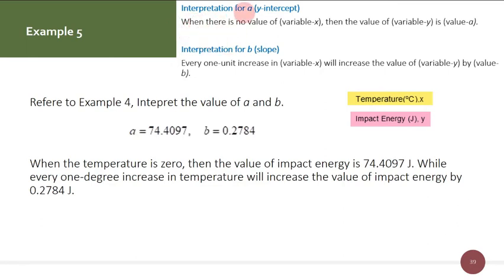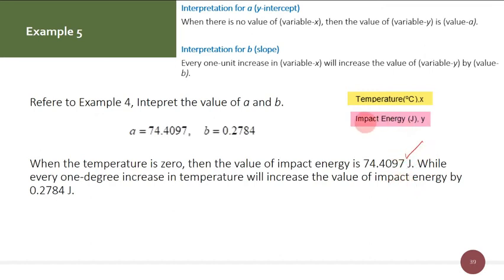When there is no value for the temperature, in the case of x, temperature is 0. When the temperature is 0, then the value of impact energy is 74.4097 joule. The value of variable Y, what is your variable Y? Impact energy. So you have already interpreted A.